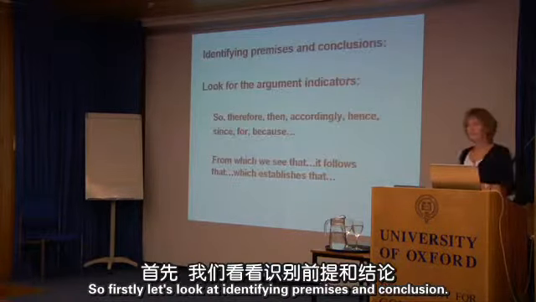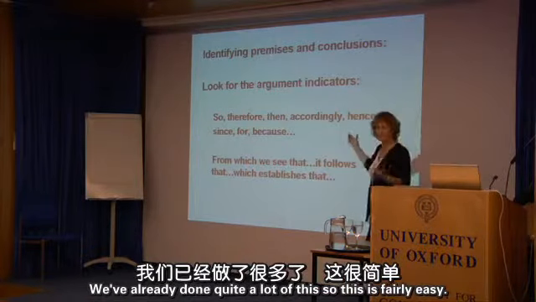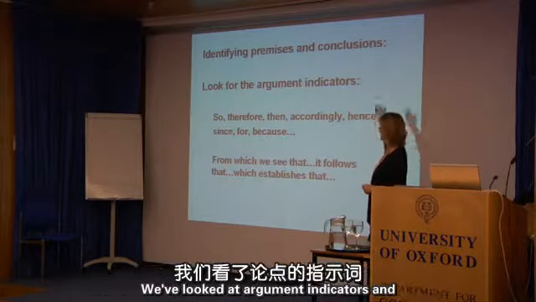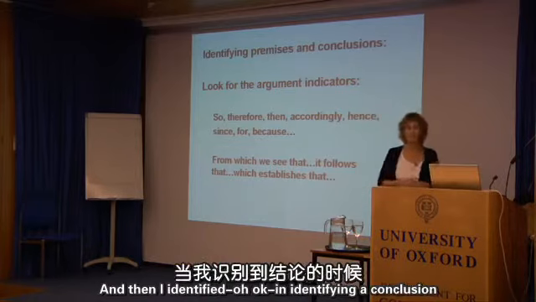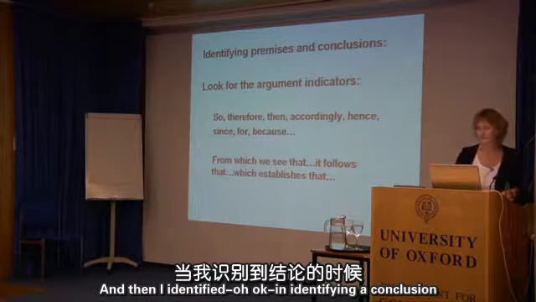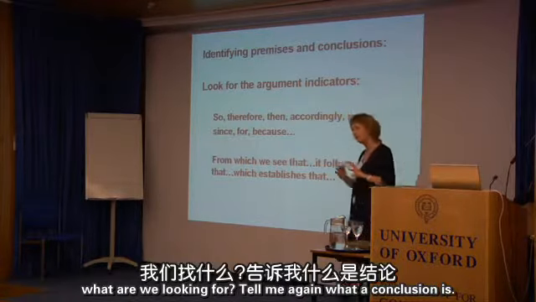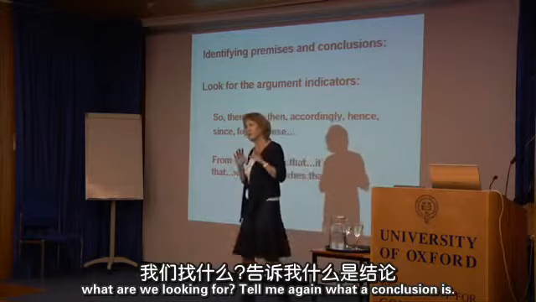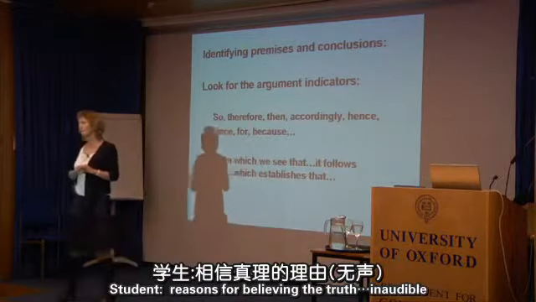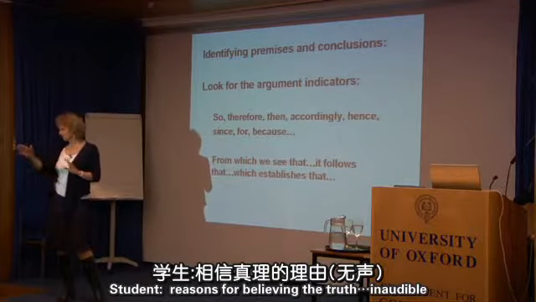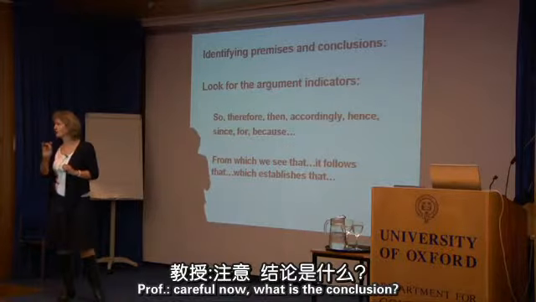Okay. Firstly, let's look at identifying premises and conclusions. We've already done quite a lot of this, so this is fairly easy. We look for the argument indicators, and I've given quite a few here, and then we identify, well, okay, in identifying the conclusion, what are we looking for? Tell me again what a conclusion is. Another bit of revision. Now, careful, what is the conclusion?